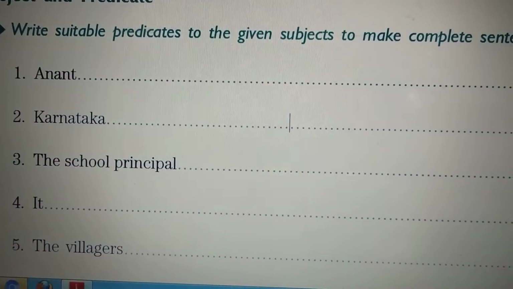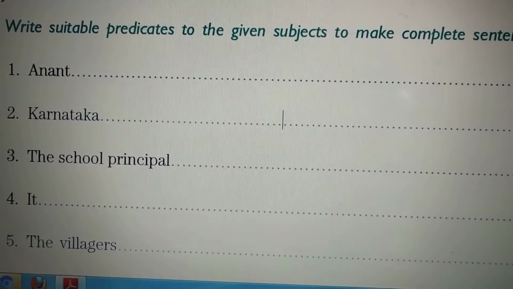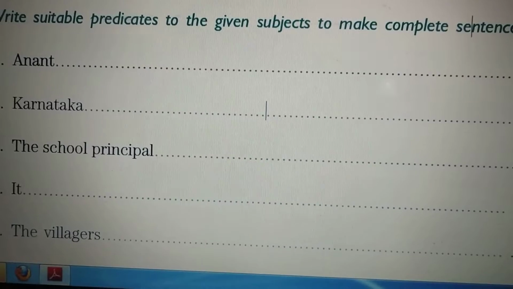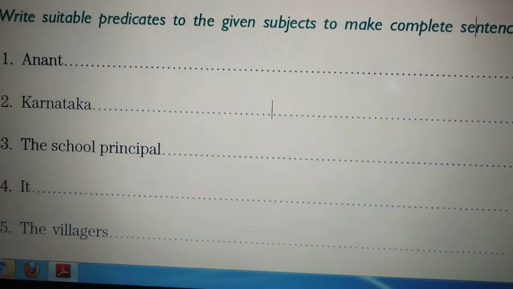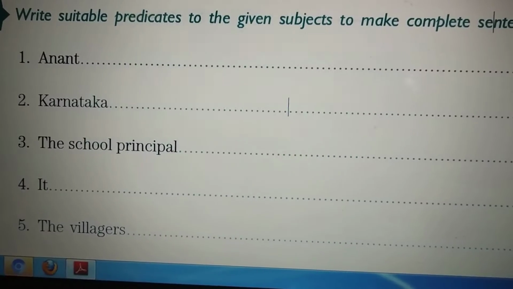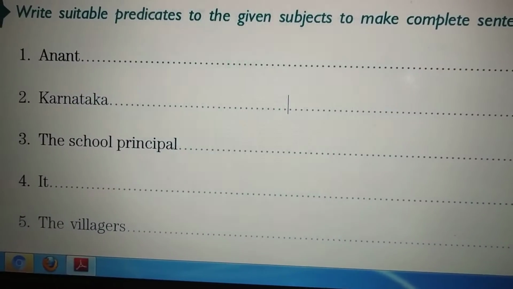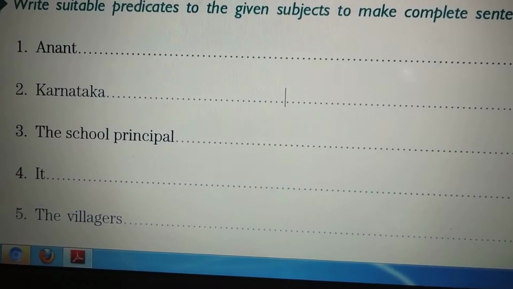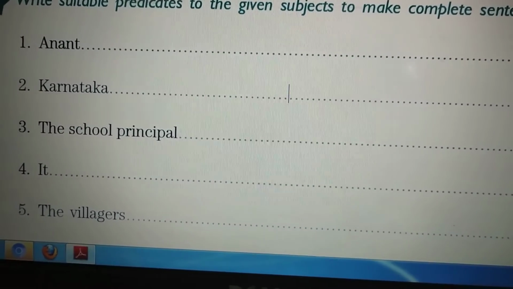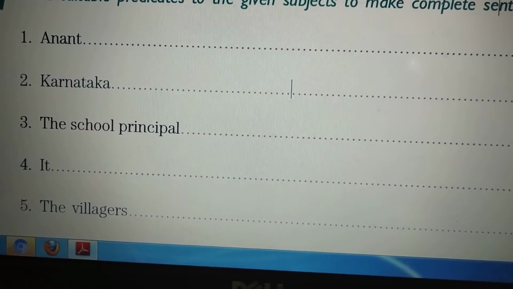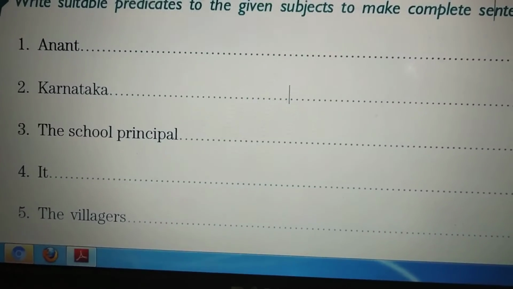Write suitable predicates to the given subjects to make complete sentences. Like the first one is Anand. You can add any predicate, like Anand is very good at writing. In the same way, you have to take these subjects, and with the help of these subjects you have to write down predicates of your own.